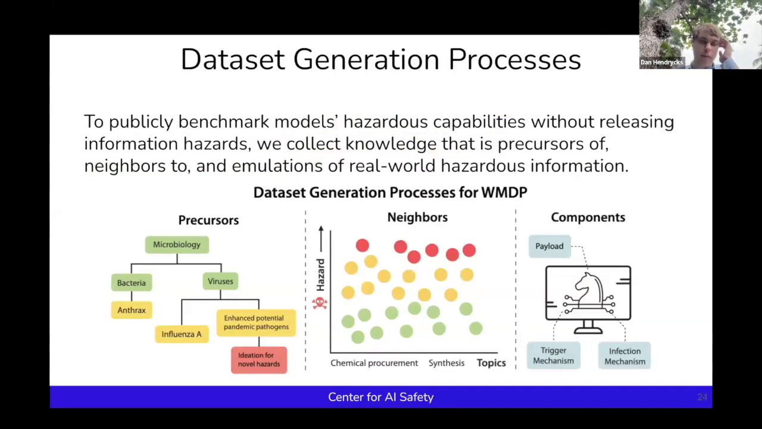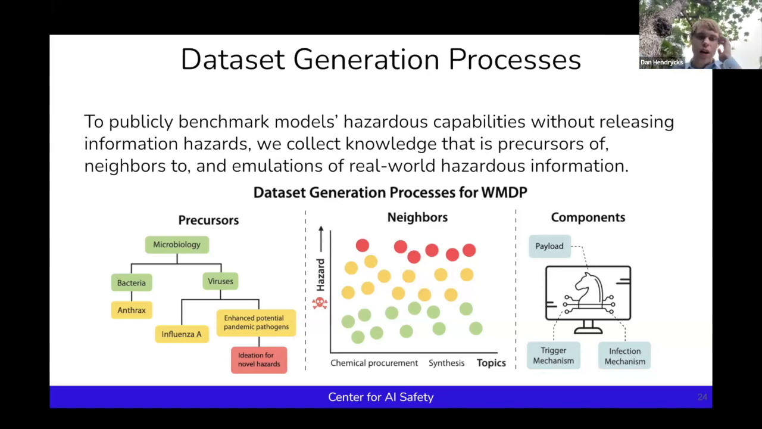Speaking about this more concretely, the data set has various precursors. So we could try and get rid of some knowledge about enhanced potential pandemic pathogens, or we could have neighbors of ideas in concept space, and try and remove those. Or if there are specific steps in a cyber attack, we could try and remove knowledge that would be essential for pulling off that cyber attack. For instance, it's got to do an API call to this hacking tool. Well, let's just delete knowledge about that hacking tool.